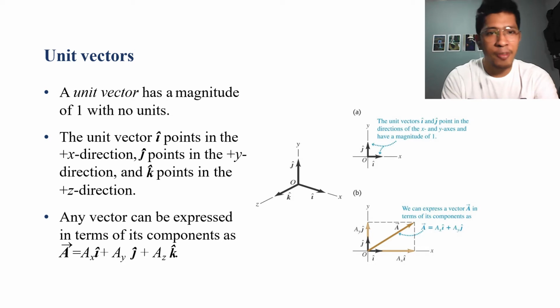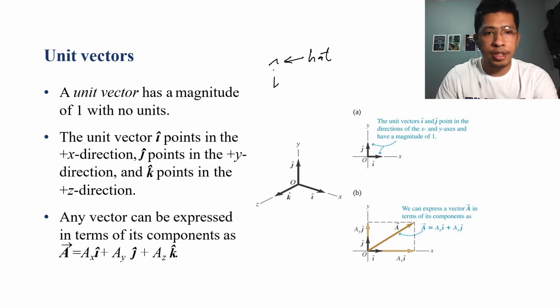What are unit vectors? A unit vector is a vector that has a magnitude of 1 with no units. Our three most common unit vectors are i hat, j hat, and k hat. The unit vector i hat points in the positive x direction. Your j hat points in the positive y direction. And lastly, your unit vector k hat points in the positive z direction. Again, the symbol hat, for example this symbol here, is read as "hat." So you have your i hat, j hat, and k hat.